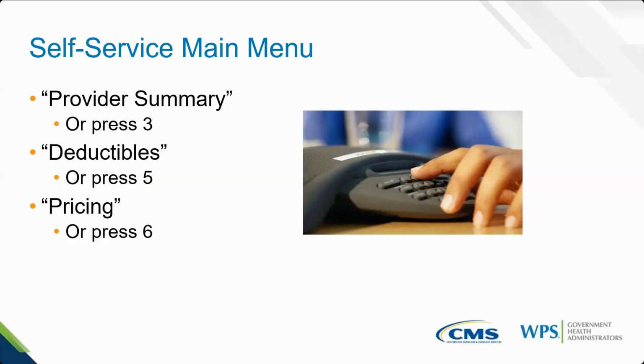Since this segment focuses on those topics that are specific for Part B providers, this slide shows you the self-service main menu options that we're going to cover today. We're going to talk about them in the same order as they're listed on the menu and in the guide: provider summary, deductibles, and pricing. I've also listed the corresponding keypad options, where it says press 3 or press 5, whatever.